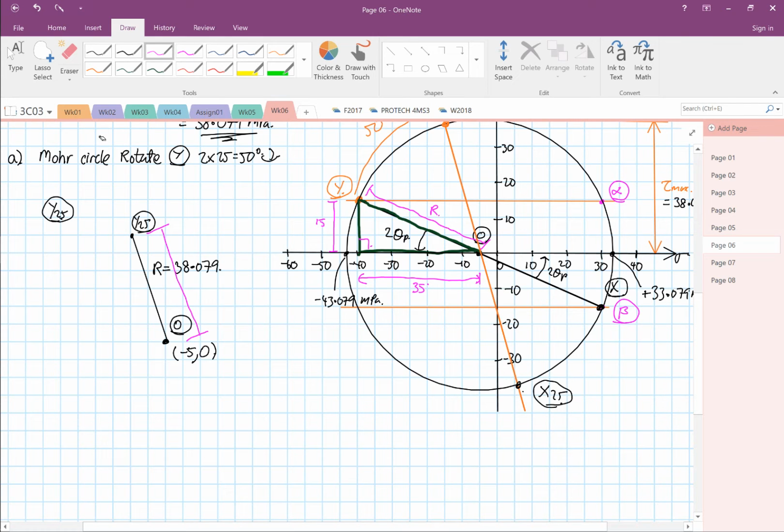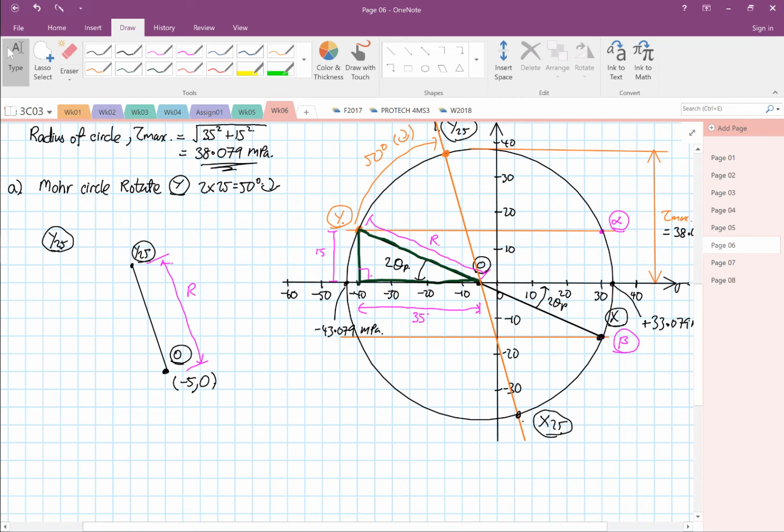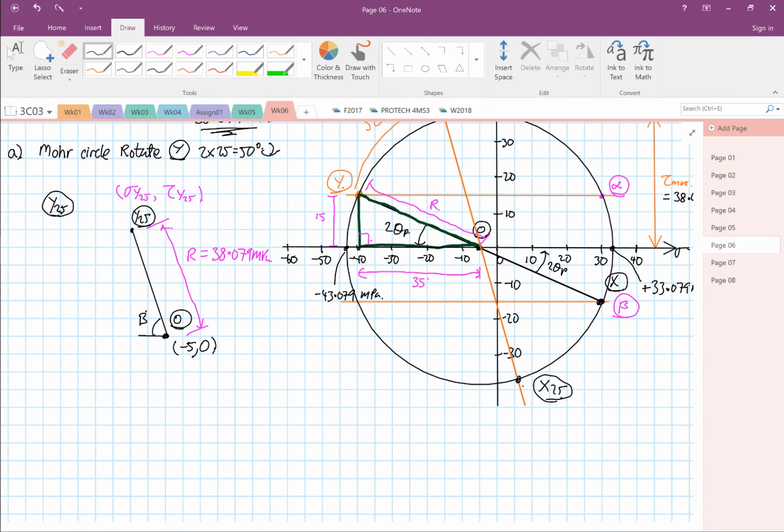That is our radius R, and we have calculated it before, equal to 38.079 megapascal. We need to find our normal stress Y25 and our shear stress Y25 location. The first thing we have to resolve is this angle, known as beta.